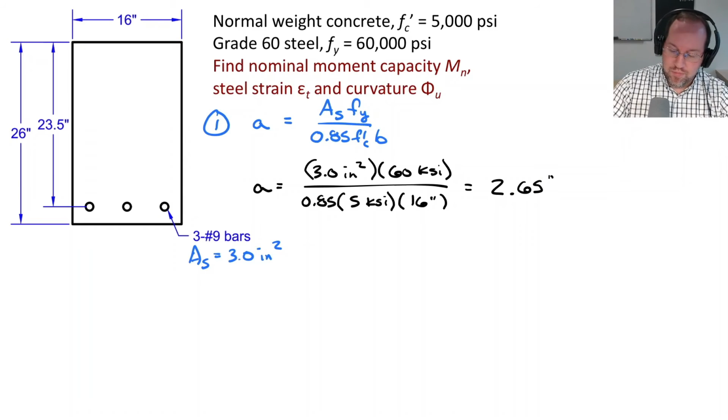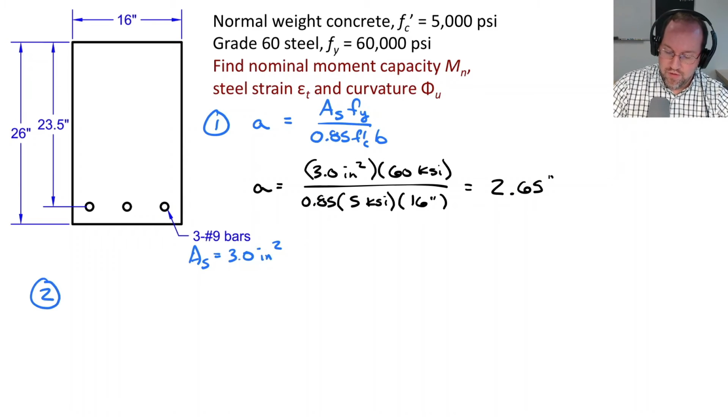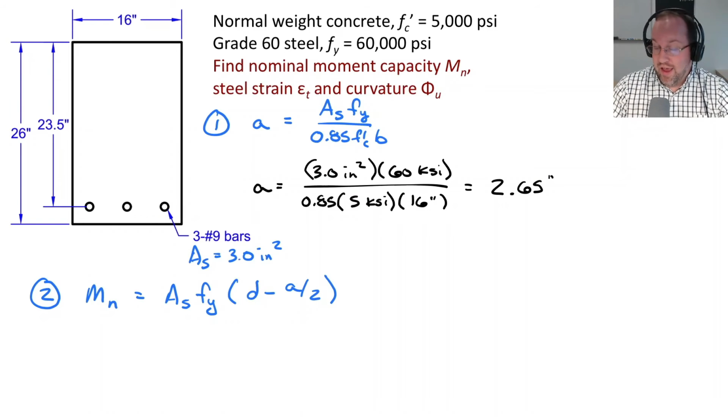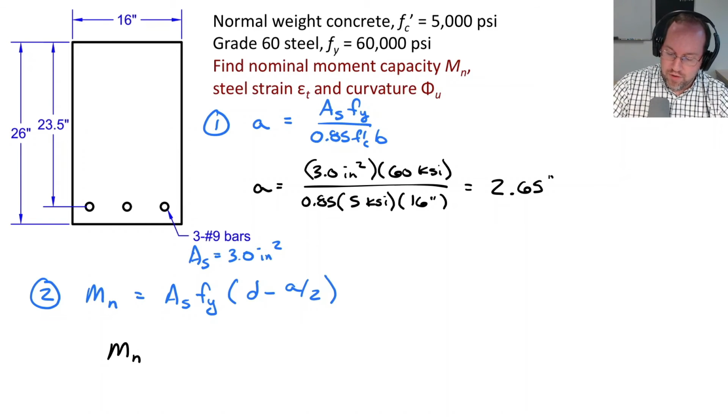Now, given that compression block depth, I can go ahead and find my moment capacity M sub n. This is equal to As fy multiplied by (d minus a over 2). So once again, I have all these quantities, so it's a relatively simple process.